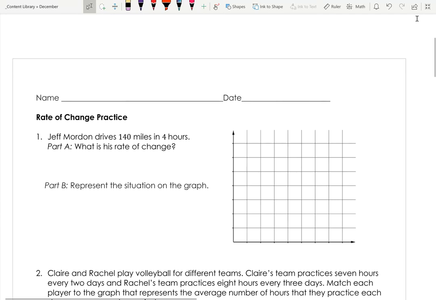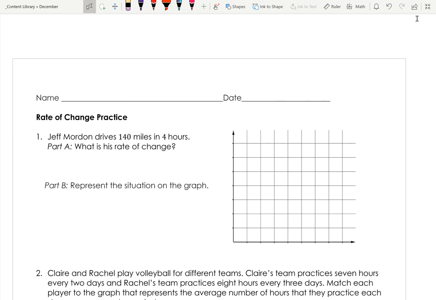All right, the rate of change practice is going to be more word problems, something more contextual, something that's not necessarily harder, but you do need to think about it just a little bit more. So starting with number 1, we have Jeff Morden drives 140 miles in 4 hours. Part A is what is his rate of change?